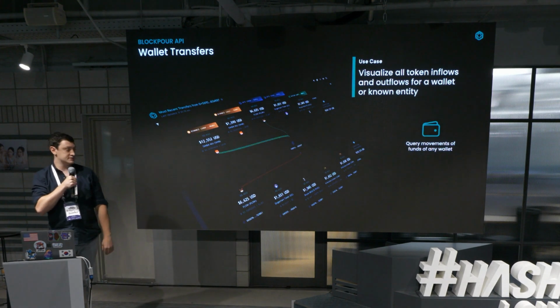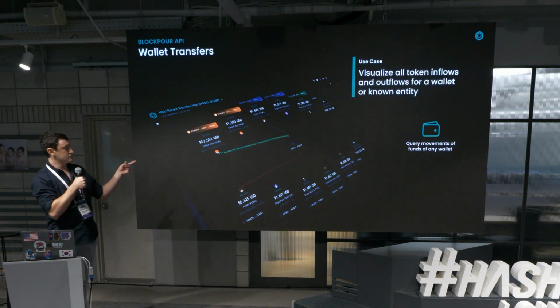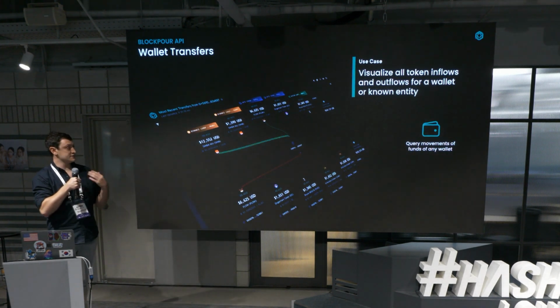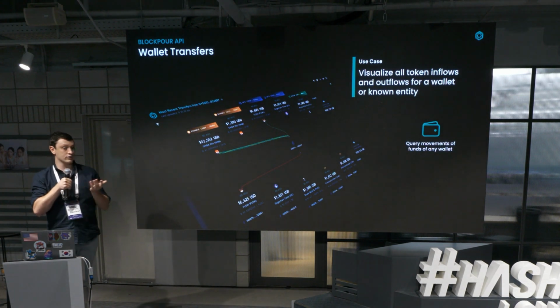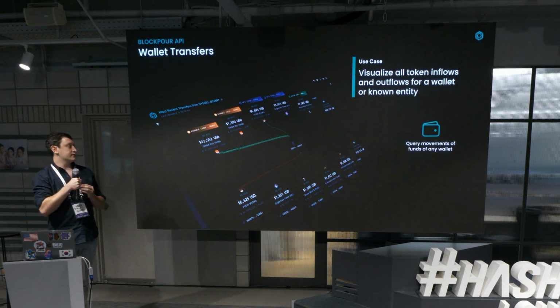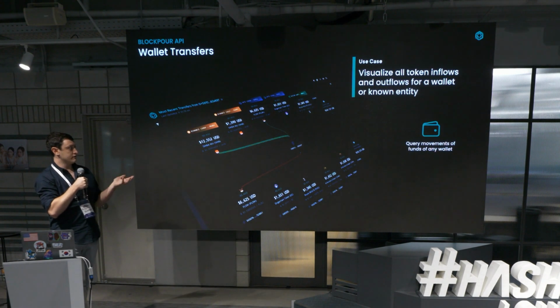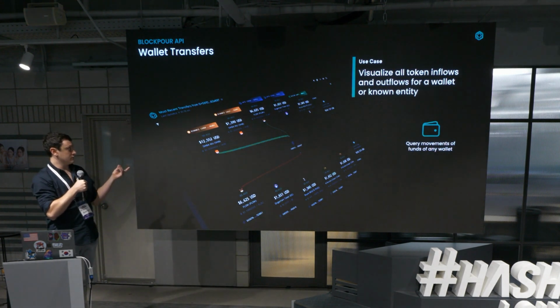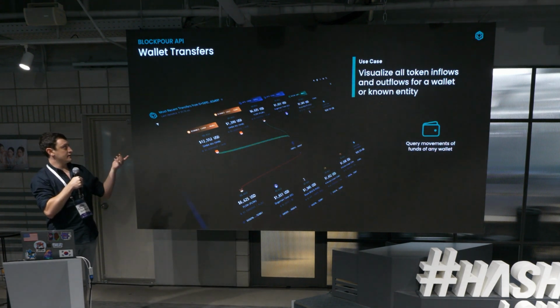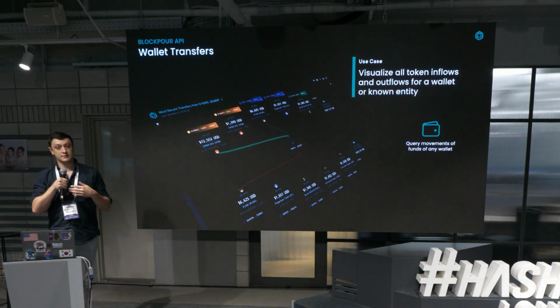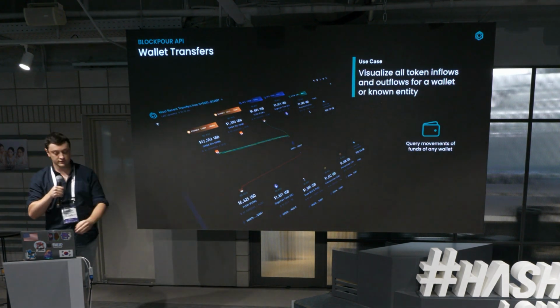So wallet transfers is a way to visualize inflows and outflows going in and out of a wallet. So this is one way that a user, a power user, a retail user, or even an enterprise could start looking at how wallets are moving funds around. So you could see we have some labeled wallets: Binance, Gate.io, KuCoin. These are on-chain wallets that we've tagged, and this helps better visualize the flow of funds.